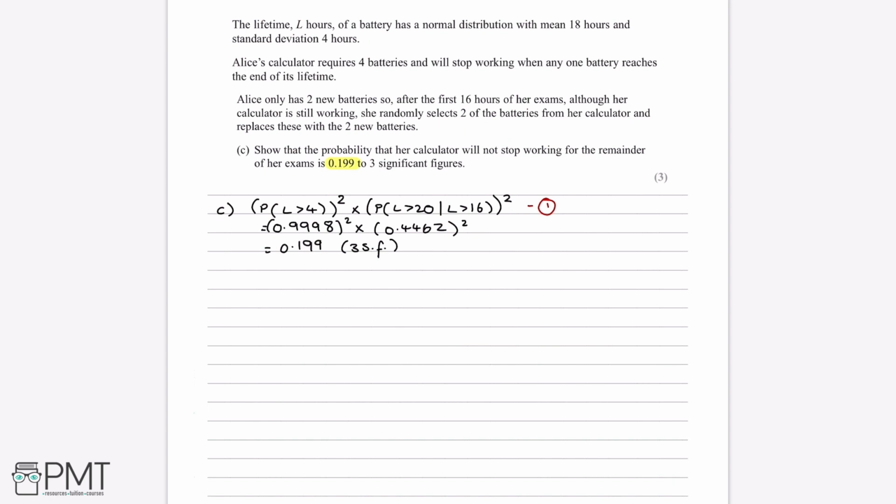And then we get an answer mark for finding the probability that L is greater than 4, and then using the probability that L is greater than 20, given that L is greater than 16, which is what we've done in this line here. So finding this value and correctly substituting this value from part B gets us a further answer mark. And then finally we get an answer mark for showing that this probability is therefore equal to 0.199 to 3 significant figures, which is what we were asked to do in the question.